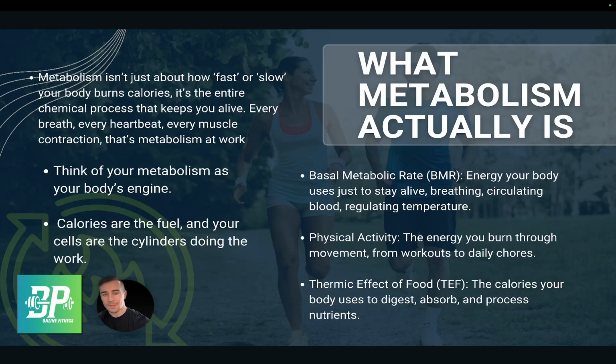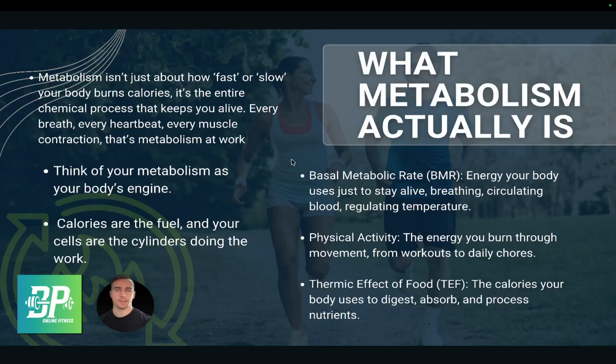So when you're consuming food, a certain amount of that food, of course, is being used as fuel. It's being used for your body to digest, absorb, and process those specific nutrients. So that's what we mean when we're talking about the thermic effect of food. And again, the basal metabolic rate is just that normal energy that's being used to keep the body functioning.